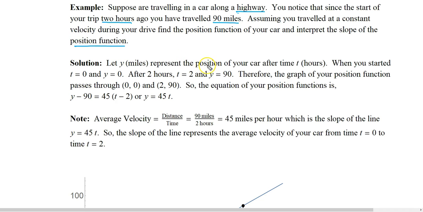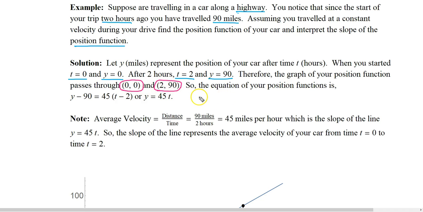Alright, so we want to find a graph of our position function. Well, let's notice that when you started your trip, let's say that was at time 0, your position was 0. You were 0 miles from your starting point. Say you started at home, so you were 0 miles from home. Then after 2 hours, when t equals 2, you are now 90 miles from your starting point. So therefore the graph of your position function will pass through these 2 points. So here are the 2 points on the graph of your position function, 0, 0, and 2, 90.